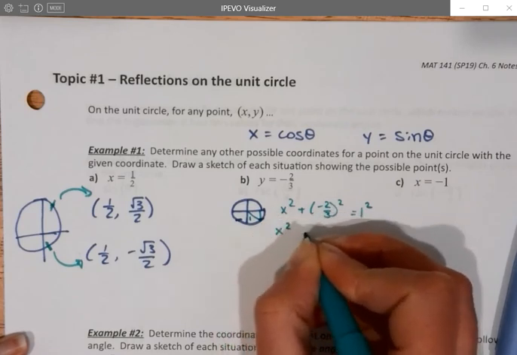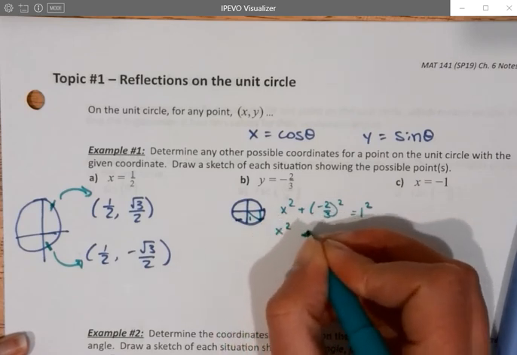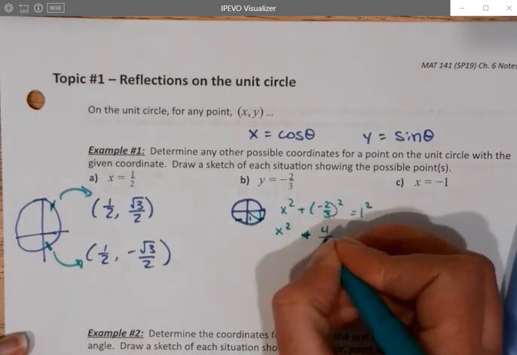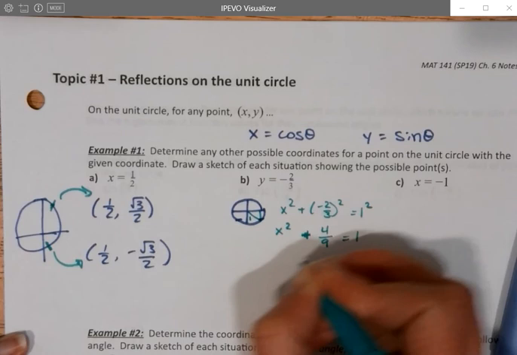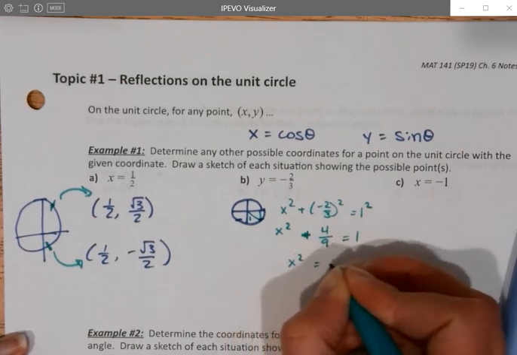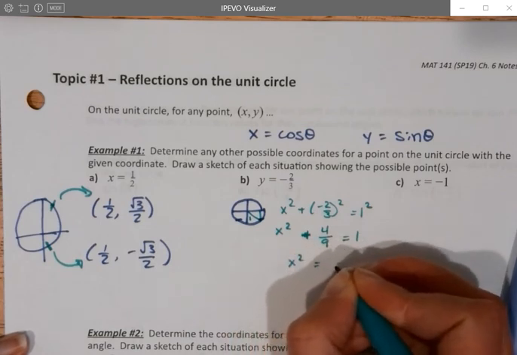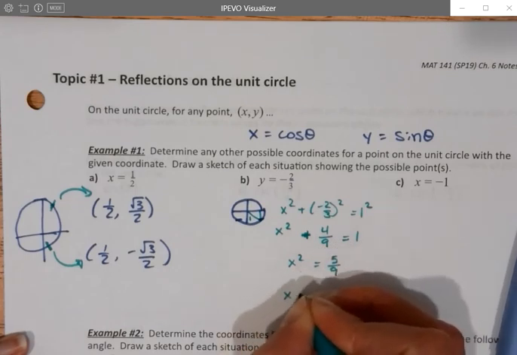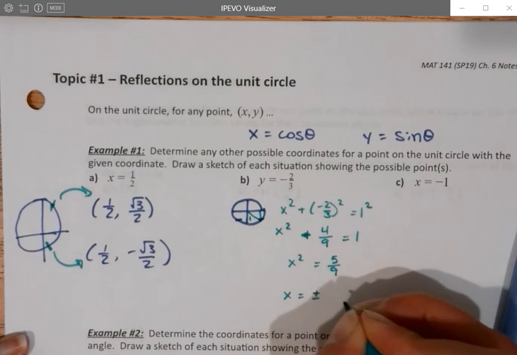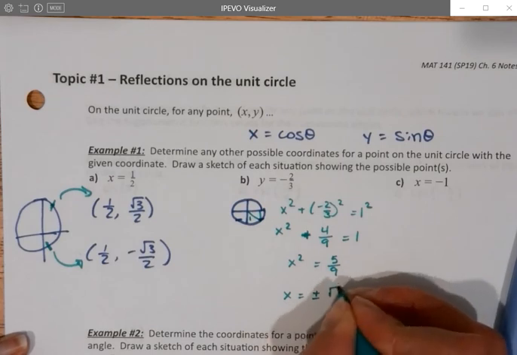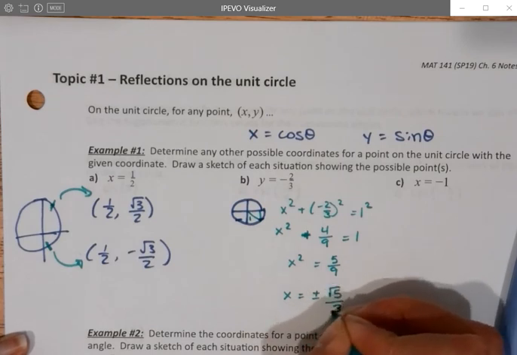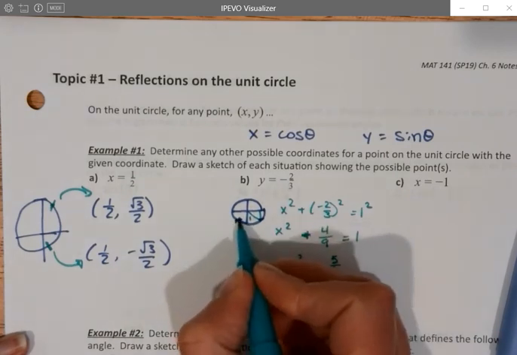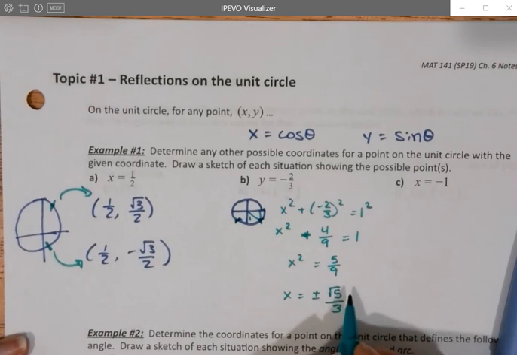So x squared plus 2 squared, that's 4, 3 squared, that's 9, x squared plus 4/9 equals 1. So x squared equals 1 is 9/9 minus 4/9 is 5/9. Square root of both sides, I'll get positive and negative the square root of 5/9. So positive and negative the square root of 5 over 3, since the square root of 9 is 3. Okay. So those are the two x values that correspond with each of these.